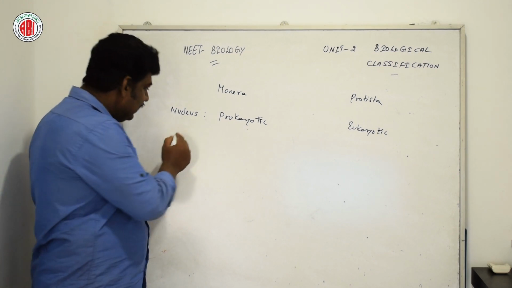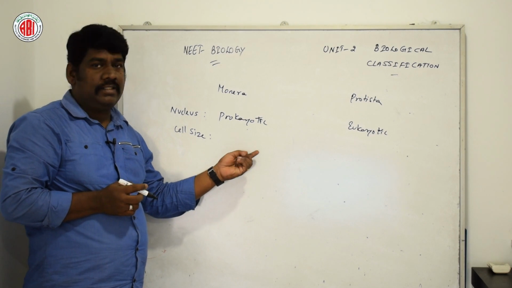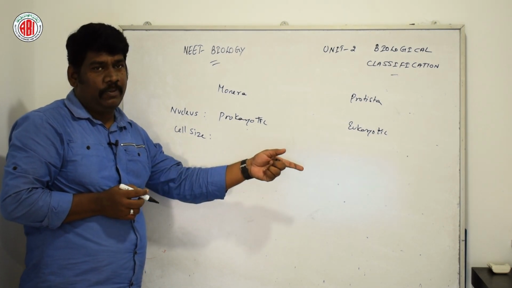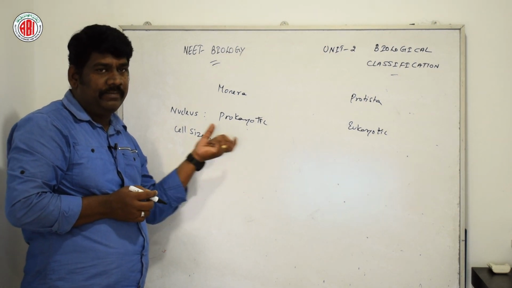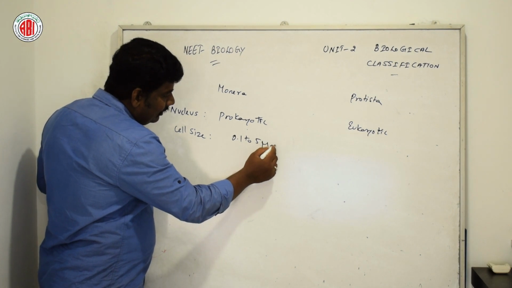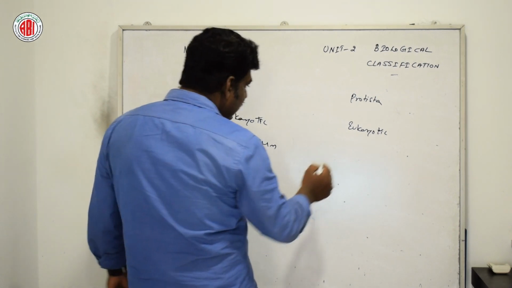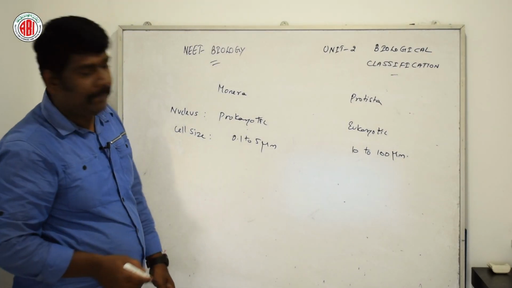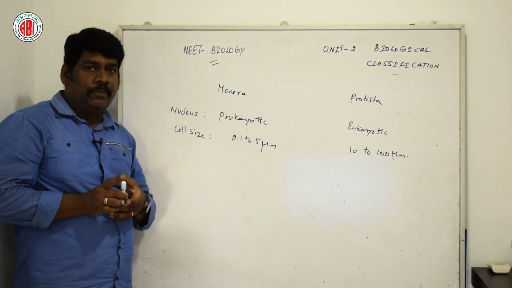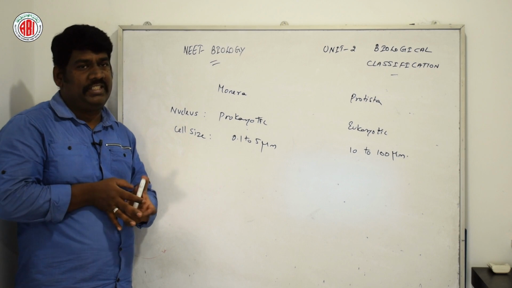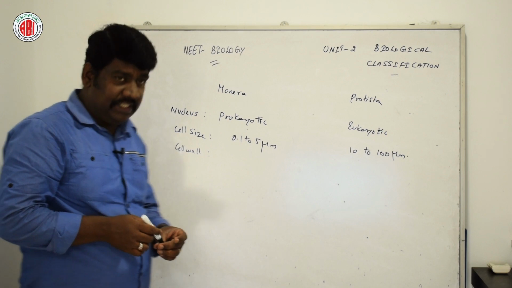Talking about the size of the cell, usually the Monerans are much smaller compared to the Protista. The cell size ranges from 0.1 to 5 micrometers, and in Protista the range is from 10 to 100 micrometers. So this is the size range of the cells of Monera and Protista.